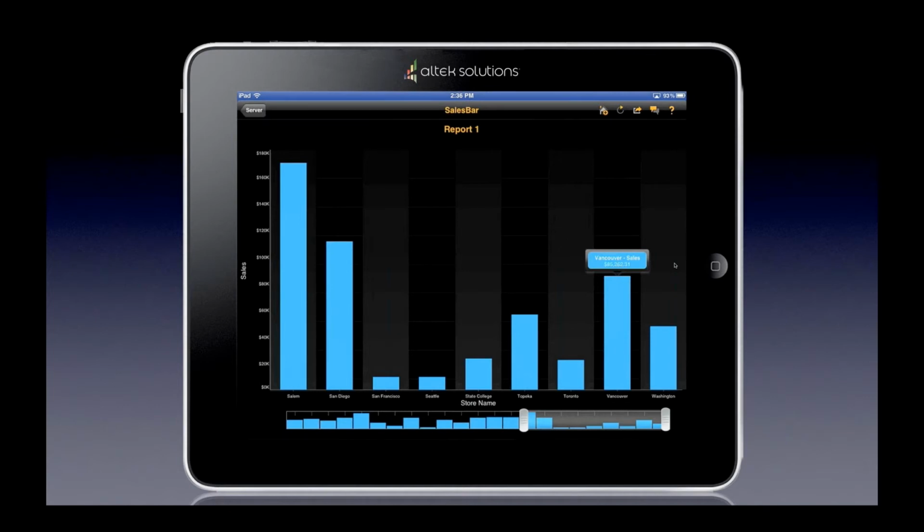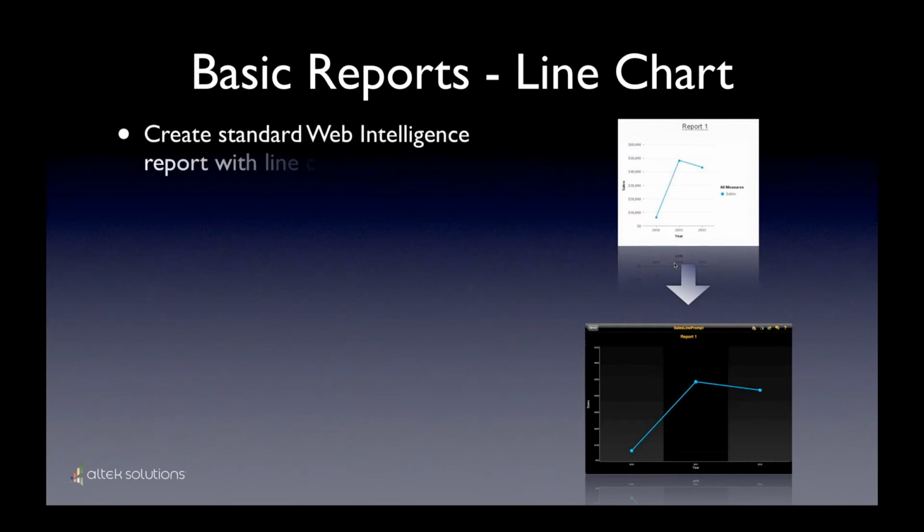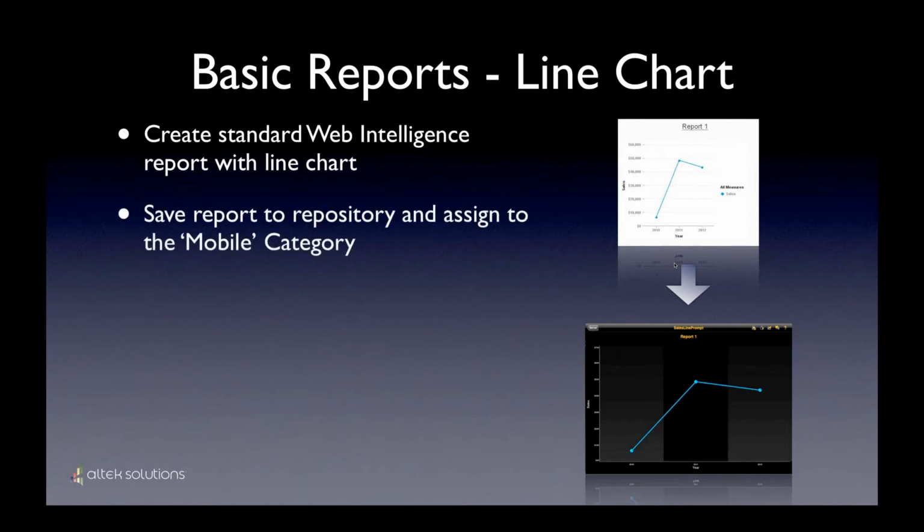Now I'm going to send it back to you, Scott. Thanks, Mike. The process for making a line chart mobile ready is identical to that of a bar chart. We first create a report in WebIntelligence, then save it to our mobile category. Just to drive that point home, we'll go through another demo of that as well. Do you want to take it away, Mike? Absolutely.